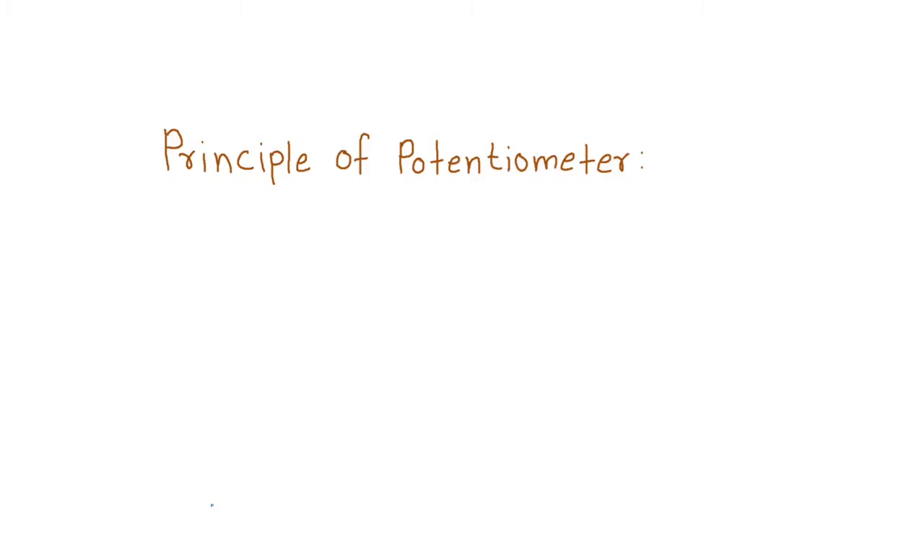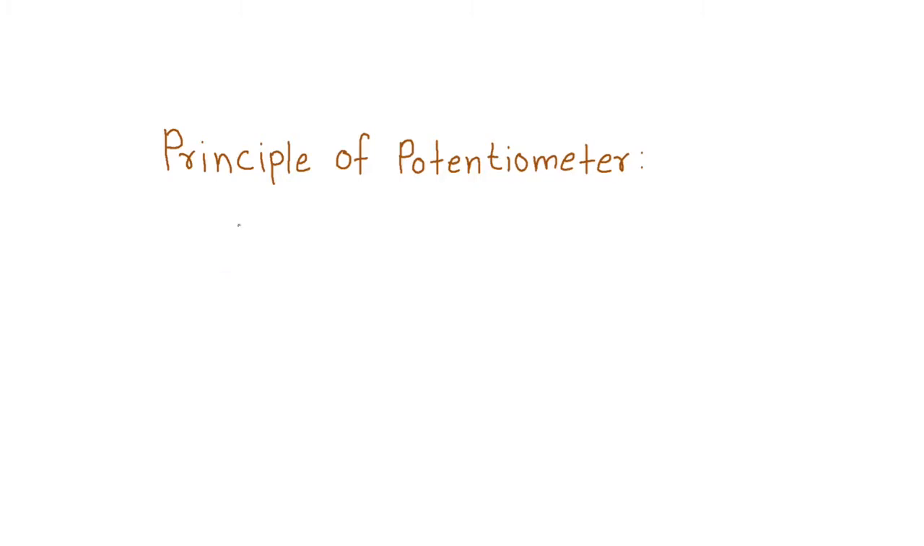If the current through the wire is constant, the potential difference between any 2 points of the potentiometer wire is directly proportional to the length of the wire between these points.